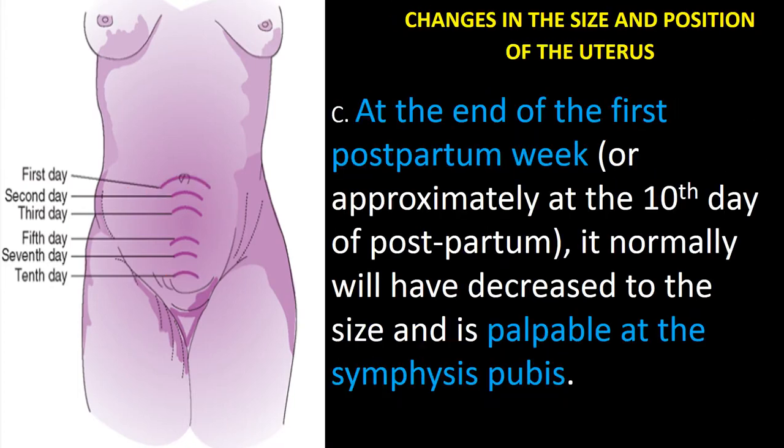However, at the end of the first week of postpartum, we see that normally, the uterus will become palpable at the symphysis pubis. The 10th day is the most common or most normal period when the uterus can be palpated on the symphysis pubis. But then again, as I told you a while ago, some pregnancies take up to 12 days before the level of the uterus returns to the symphysis pubis. I hope that is clear.